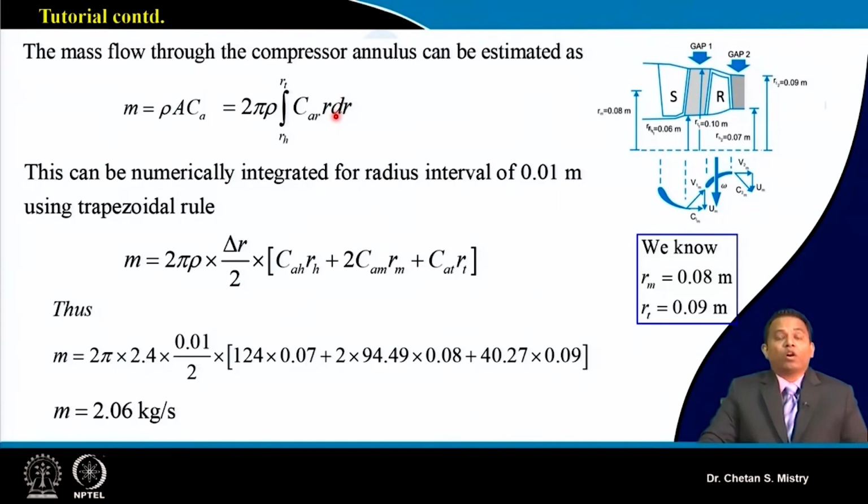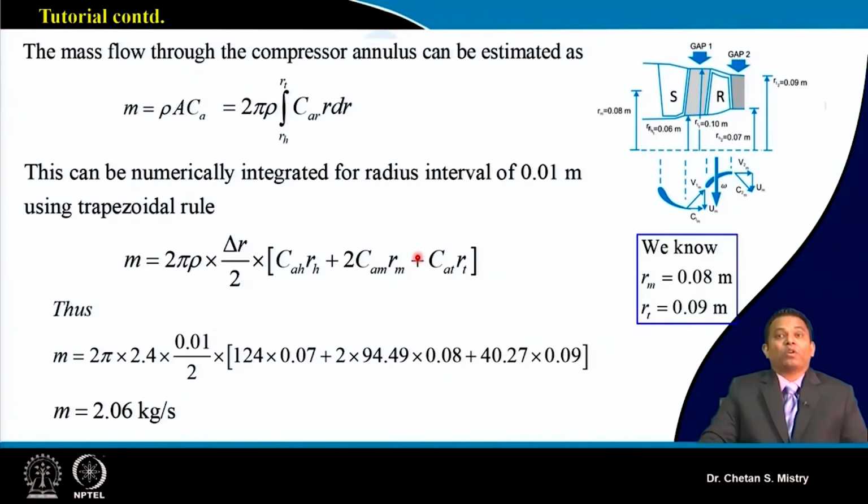Now in order to solve such an equation, we need to go with some numerical technique, and as the hint given says, you need to use the numerical technique called the trapezoidal rule. Writing the trapezoidal rule, the integral of Ca into r dr we can write as delta r by 2 times Ca into r at hub, plus 2 times Ca into r at midsection, plus Ca into r at the tip section.